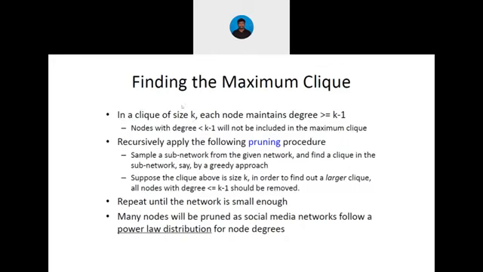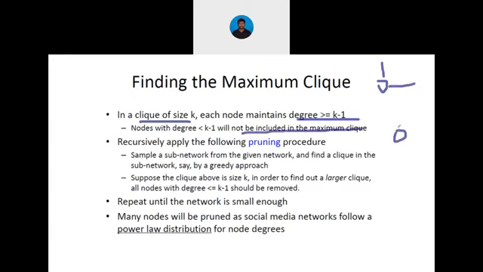A clique of size k is nothing but a subgraph. In that subgraph, each node maintains a degree greater than or equal to k minus 1, right? It should maintain the degree; the edges connecting to a particular node should be greater than or equal to k minus 1. If it is less than k minus 1, then it should not be included in the maximum clique.